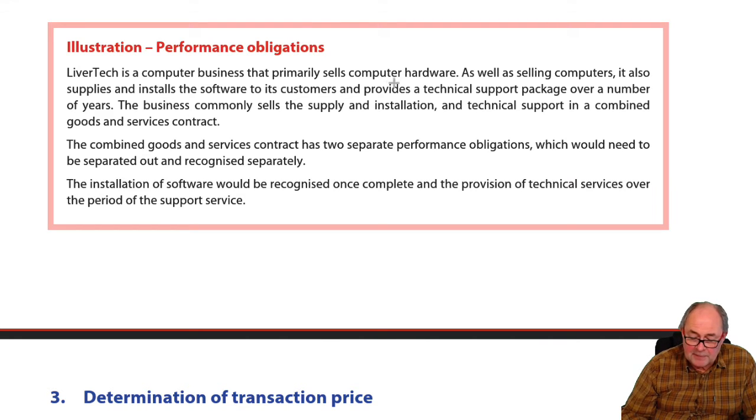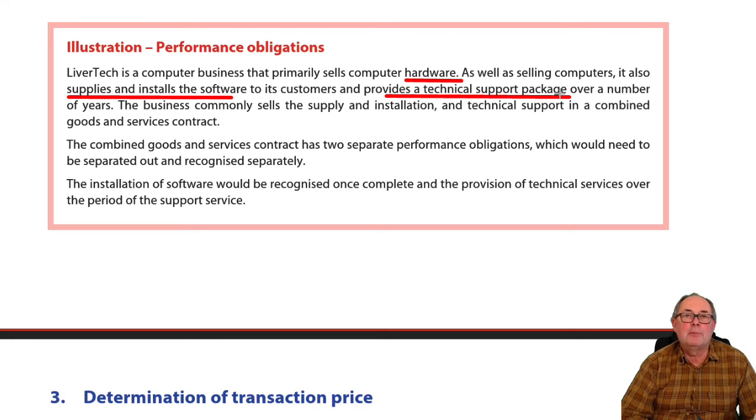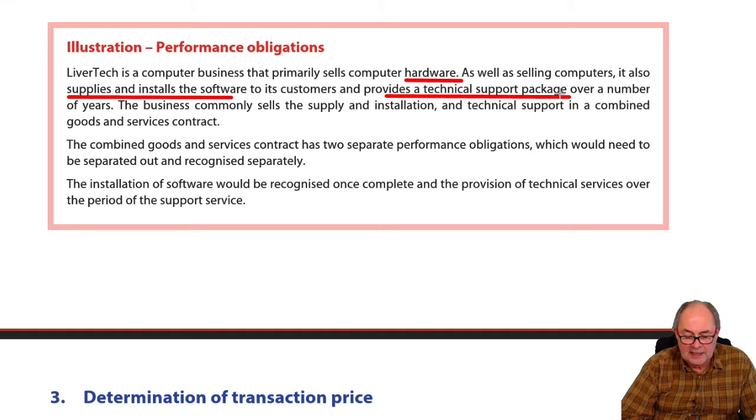So this business sells hardware, it supplies and installs software, and it provides a technical support package, one of those helplines that you phone up or email and they come back with the answer to your problem. So they sell them separately. In addition, you can buy them, a very common word is as a bundle. I think that's what games shops tend to say, buy this bundle of games. So there are effectively a series of separate performance obligations, and therefore they should be accounted for separately.